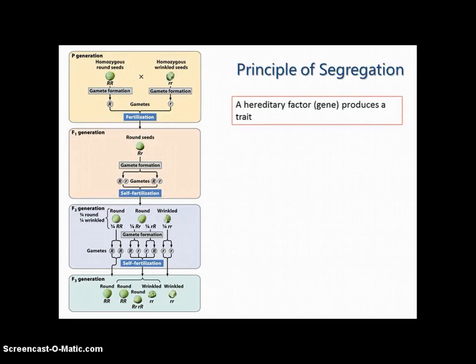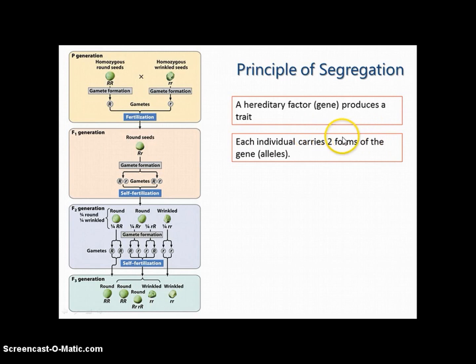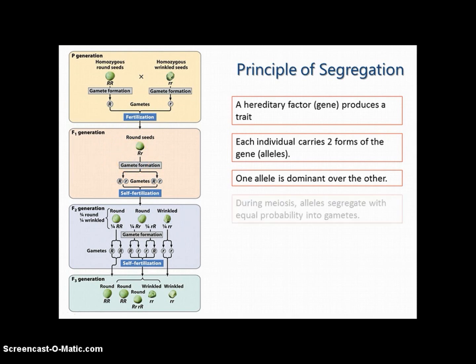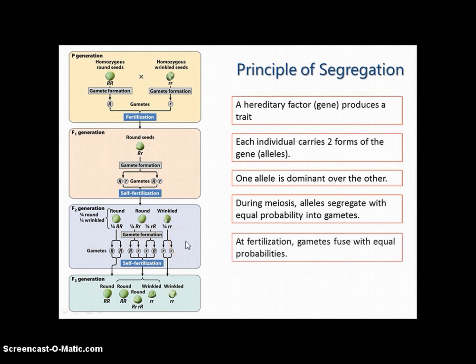The aspects of the principle of segregation include the idea that some hereditary factor produces a trait. Each individual carries two forms of the gene or hereditary factor. These are alleles. And one allele is dominant over the other, such that when they are present in the heterozygote, only one allele, only one phenotype is expressed. During meiosis, alleles segregate with equal probability into gametes, and at fertilization, gametes fuse with equal probabilities.